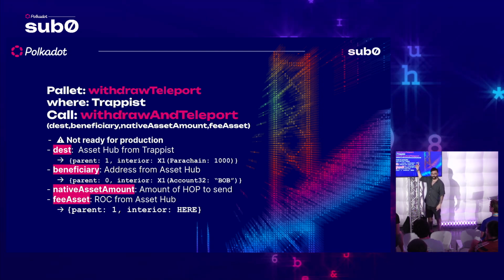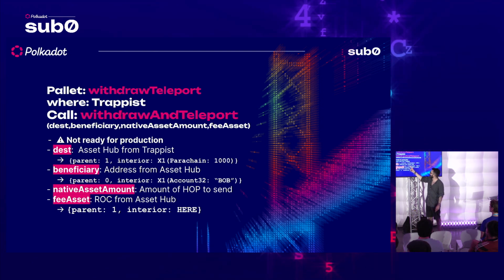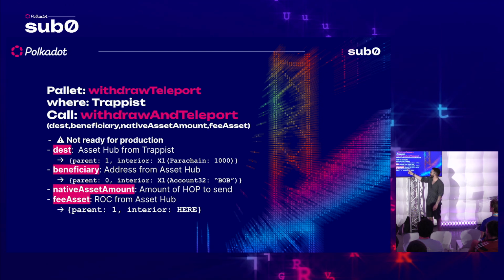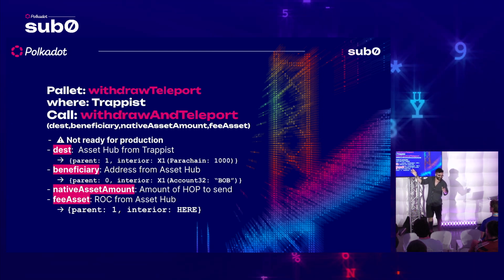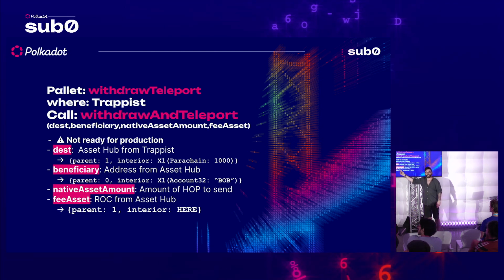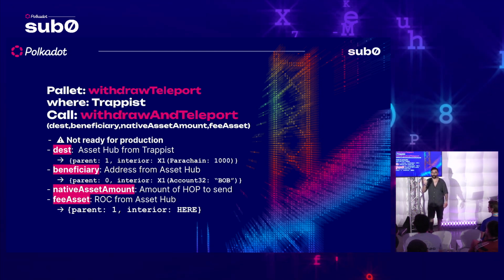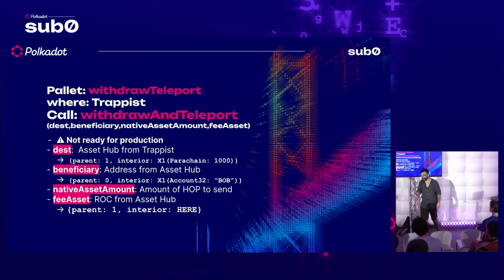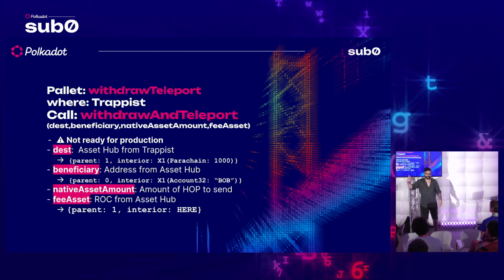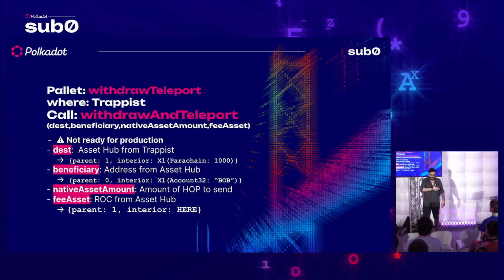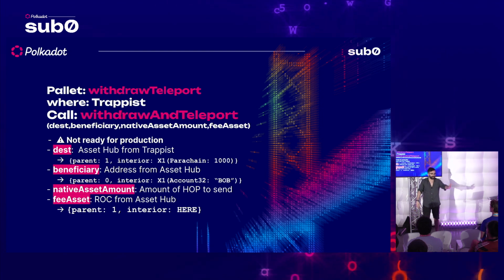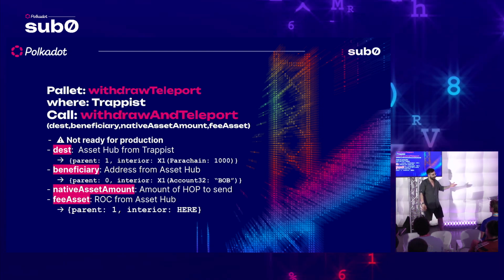The destination is the Parachain 1000. The beneficiary is any address from Asset Hub that you want to send the assets to. Then the native asset amount that you want to send, and the fee asset, which is the interesting concept: which asset do you want to pay execution on destination with. Now it's rock because it's this Asset Hub case, but this could be expanded to any use case in which you want to pay execution on destination with an asset that is not being teleported.